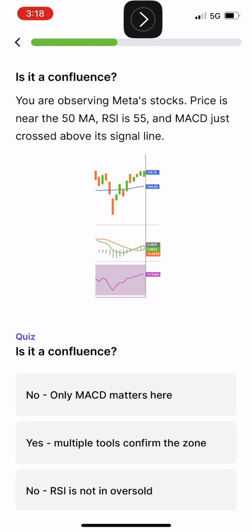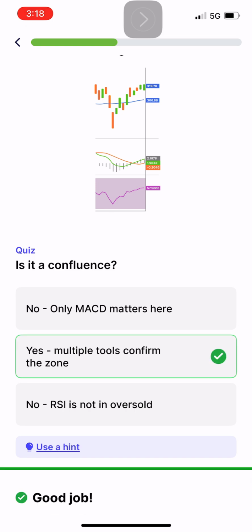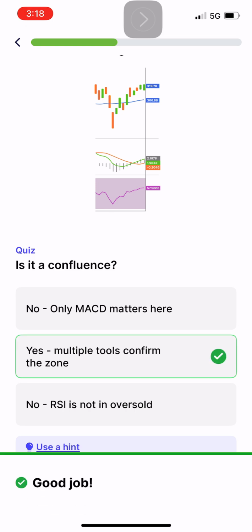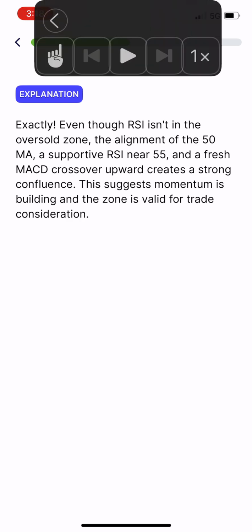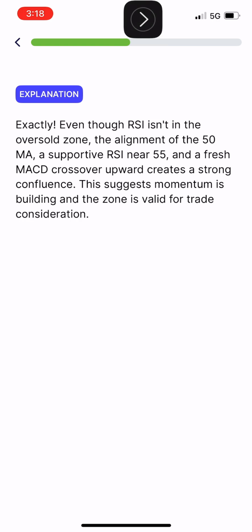Is it a confluence? You are observing Meta stocks. Price is near the 50 MA, RSI is 55, and MACD just crossed above its signal line. Quiz: is it a confluence? Explanation: exactly. Even though RSI isn't in the oversold zone, the alignment of the 50 MA, a supportive RSI near 55, and a fresh MACD crossover upward creates a strong confluence. This suggests momentum is building and the zone is valid for trade consideration.